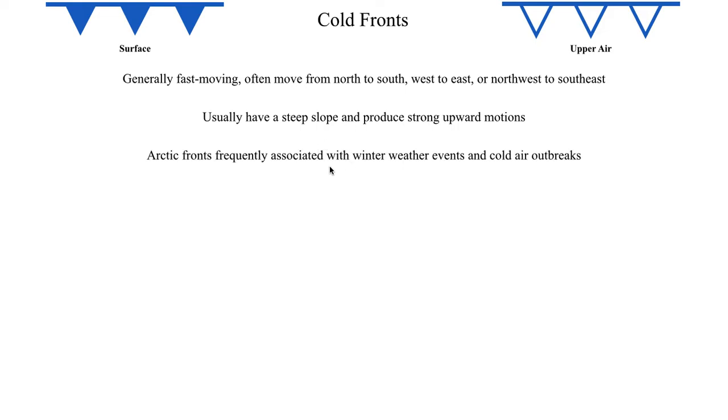As a result of that, and we'll talk about this in greater detail, both in this lecture and in some later lectures, because of those strong upward motions, cold fronts are typically responsible for triggering some of the strongest and most severe thunderstorm activity that we see in the plains.